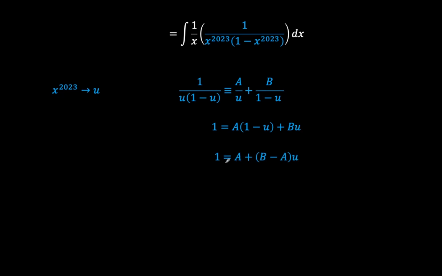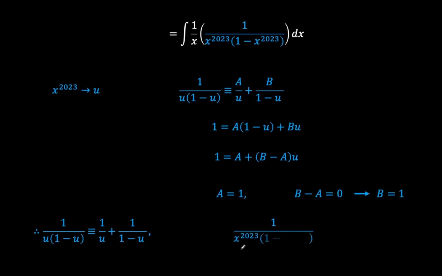Looking at the constants, a is equal to 1, obviously, and then b minus a is 0, right? Since we know that a is equal to 1, and from here we see b equals a, it means that b is also equal to 1. So therefore, 1 over u times 1 minus u is the same as 1 over u plus 1 over 1 minus u, and thus 1 over x to the power 2023 times 1 minus x to the power 2023 is the same as 1 over x to the power 2023 plus 1 over 1 minus x to the power 2023.